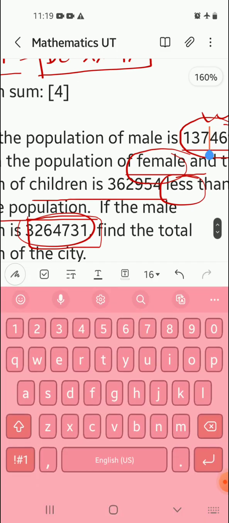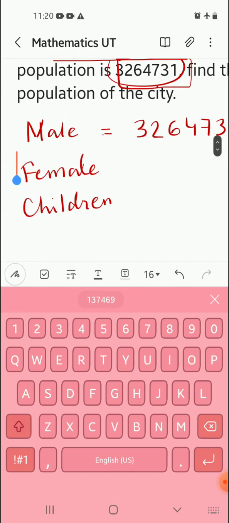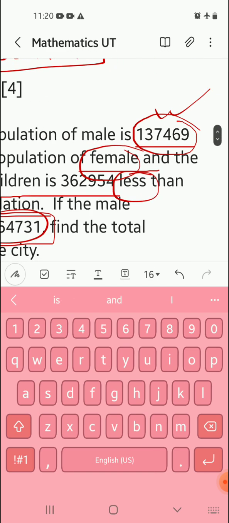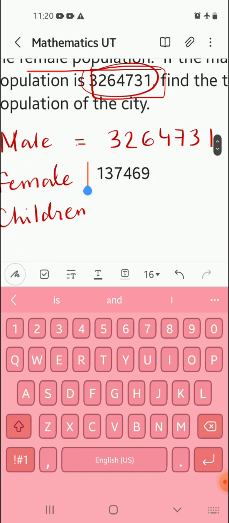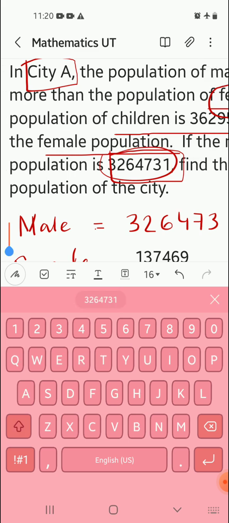So let's do it. So we are going to add this. I'm going to write this number plus the existing number that we have, the number we had already written. So we're going to add these two numbers in order to find out the number of female population.